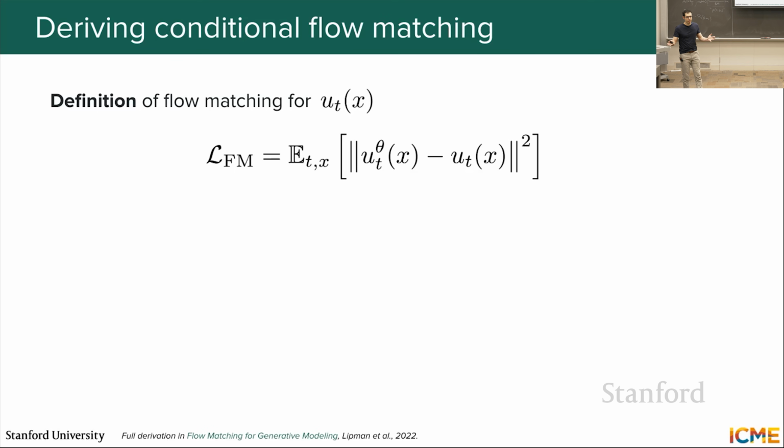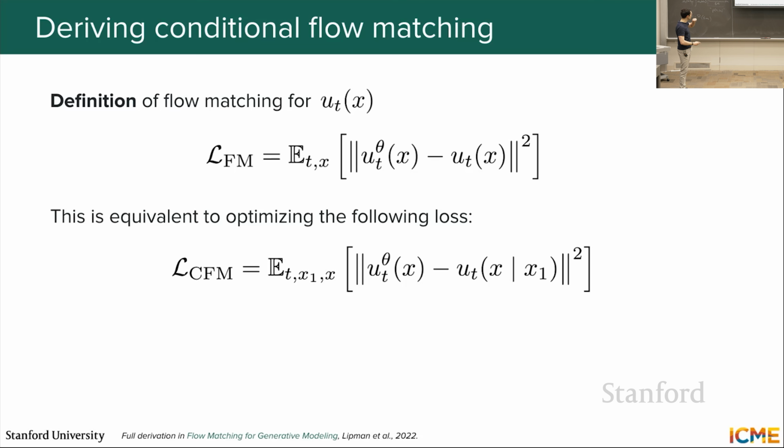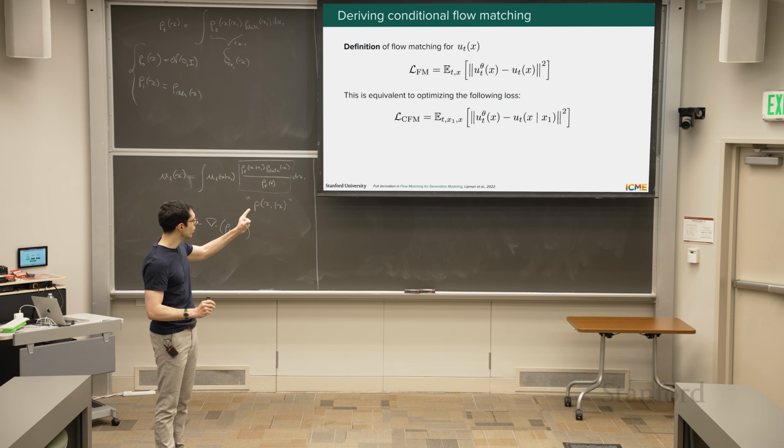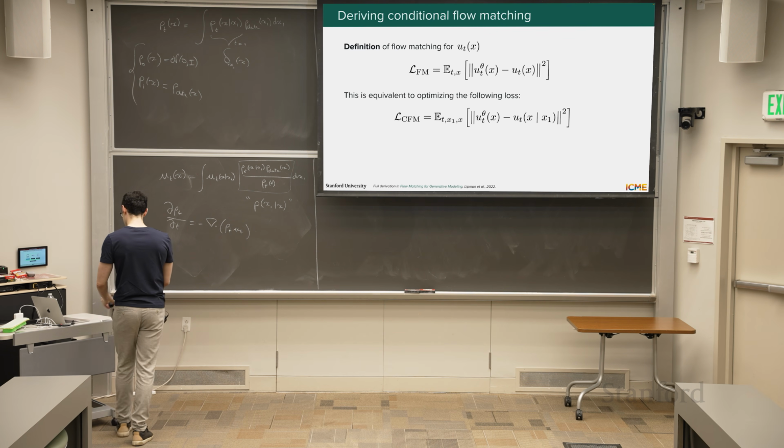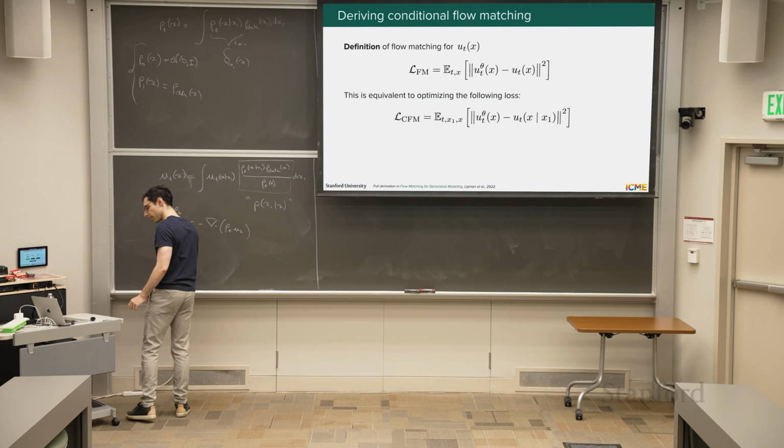And so this leads us to our initial problem, which is wanting to learn a vector field that will allow us to go from p0 to p1. Here, what I'm going to tell you is that optimizing for the flow matching loss that I told you at the very beginning is equivalent to optimizing for what we call the conditional flow matching loss, which is given here. And I'm going to tell you more about this for the next 5 minutes.